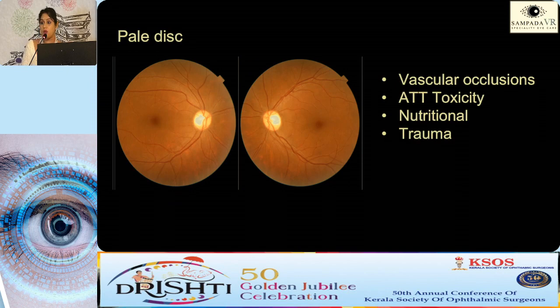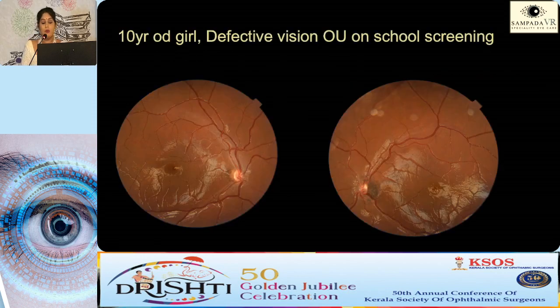Now, pale disc is so common these days because of the augmented dosage of ethambutol toxicity. Even though you don't see the pallor initially, when you are suspicious, don't hesitate to go for a VEP. Pale disc is also associated with vascular occlusions, nutritional causes are not that uncommon, and trauma is another cause. This is a very interesting case: as you can see here, a 10-year-old girl, and it's a case of optic disc hypoplasia.